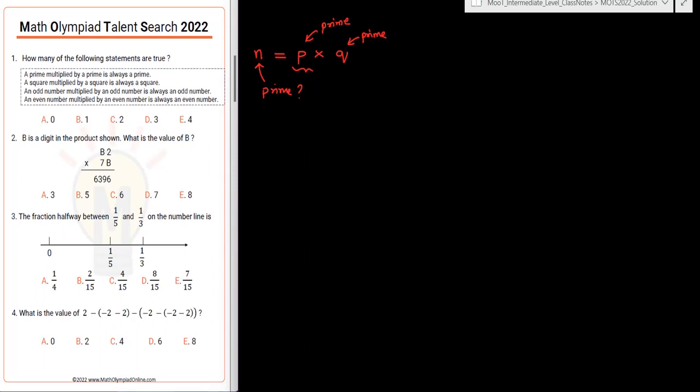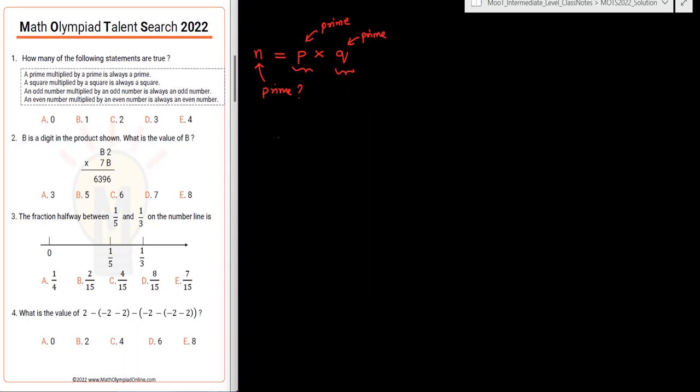Because you have p and you have q. There are 2 numbers multiplied with each other, and that is giving us n. That means n has factors p and q. P and q neither can be 1 because they are prime. 1 is neither prime nor composite. That means p and q are not equal to 1. They are some prime numbers. And so n has 2 factors, p and q, at least. So that means n cannot be prime. So the first statement is false. How about the second one?